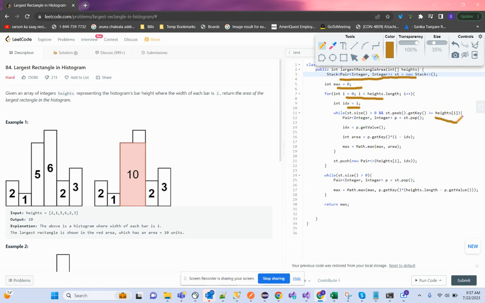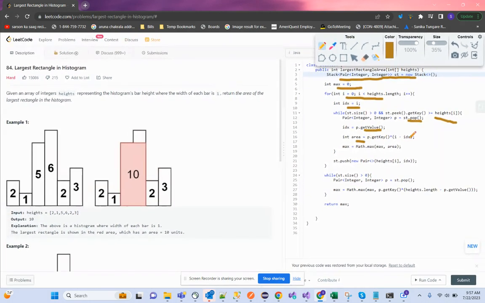If stack dot peek is greater than the current height, which I showed you, then we have to pop that. We have to pop with the help of the width and with the help of the height, because we have to calculate the area. So we are calculating the area over here. I minus index is the width, because we have to go at the back also. That's the reason I did I minus index. And then we come to a conclusion of max area.